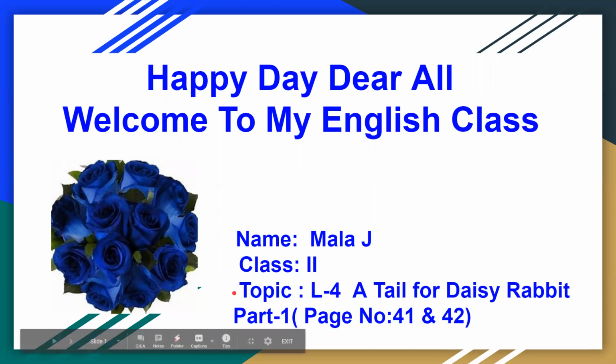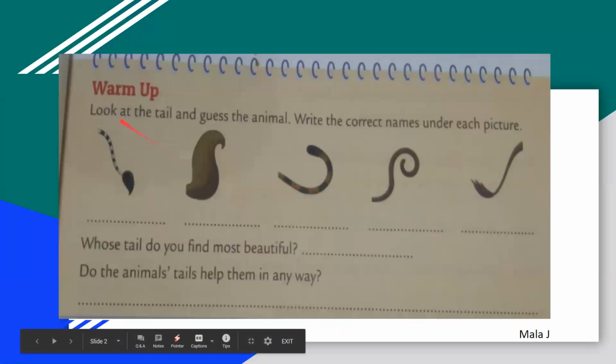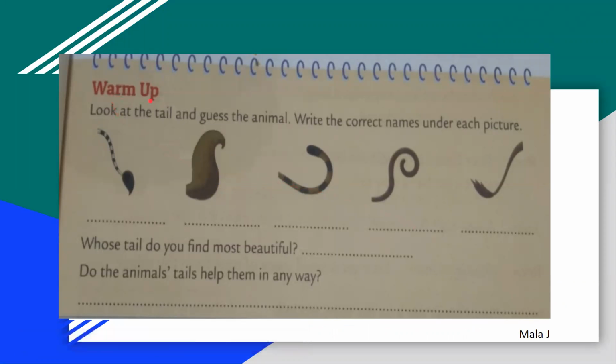In today's class, we are going to start with a new lesson, lesson number 4, A Tale for Daisy Rabbit, page number 41 and 42. So before starting with the lesson, a small warm-up activity. Look at the tail and guess the animal. Write the correct names under each picture.